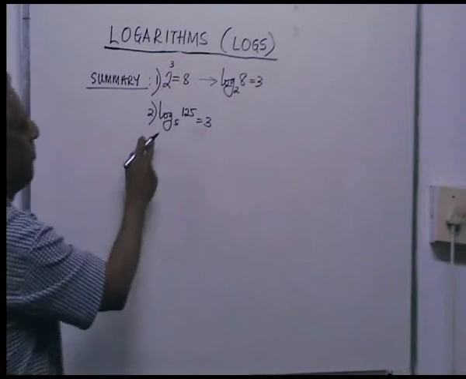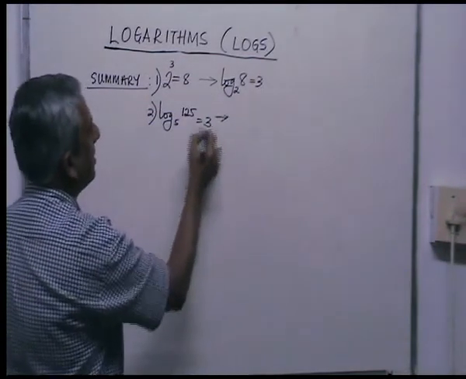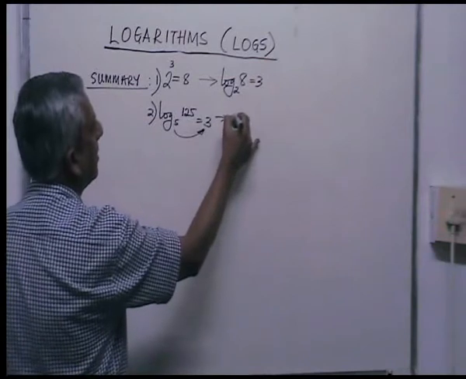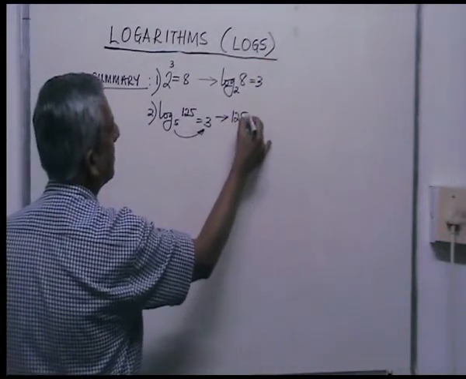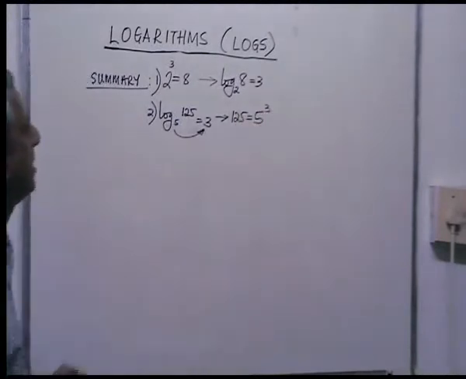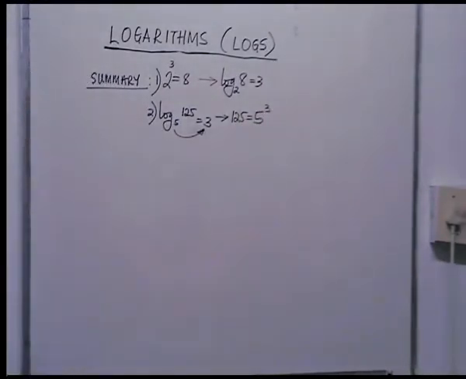So I'm giving you a log form. Then you will have to write this in index form. So you will say, well, 125 is equal to 5 to the 3. So you must be able to write from index form to log form, from log form to index form.